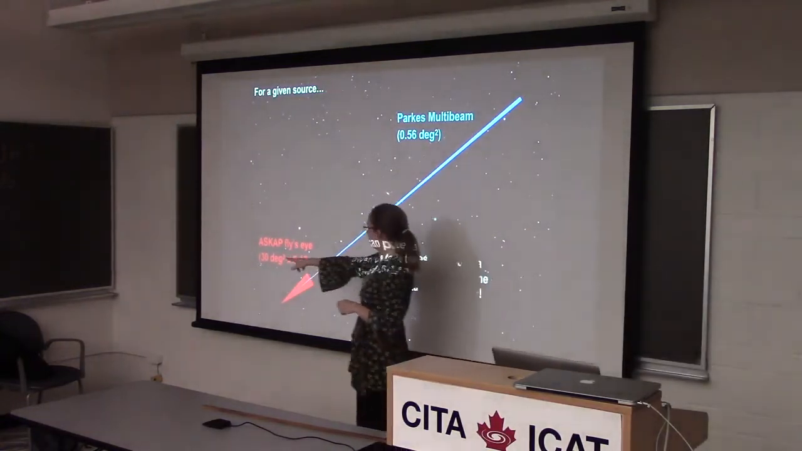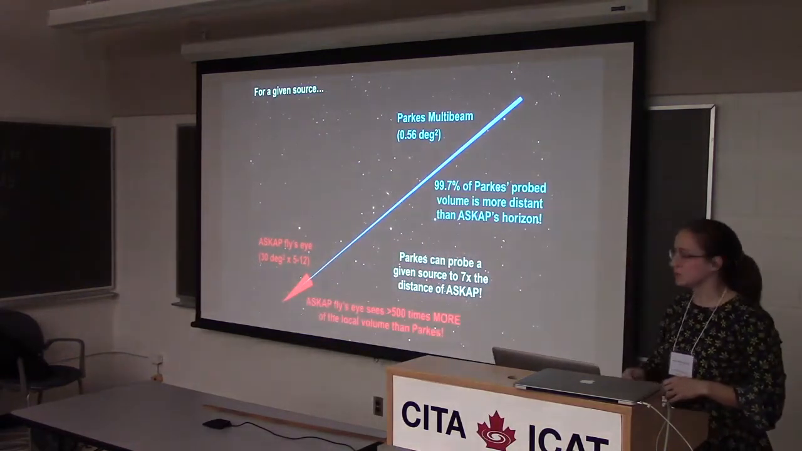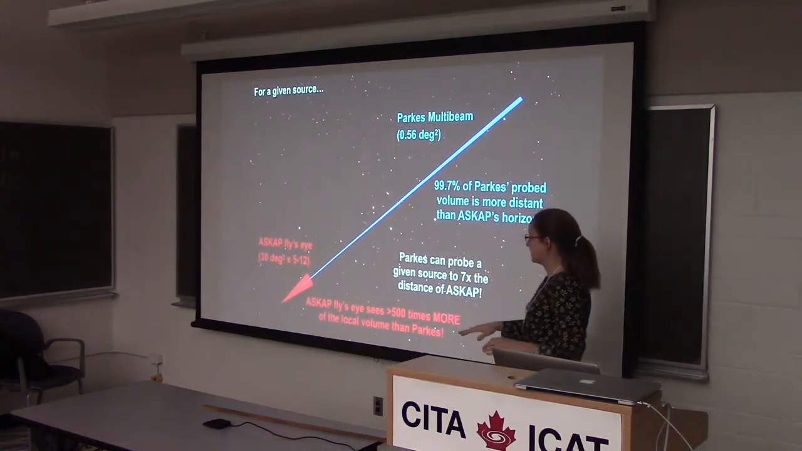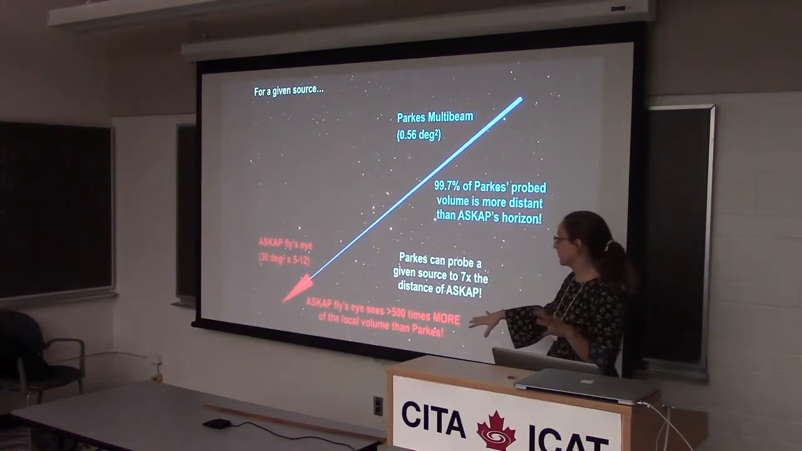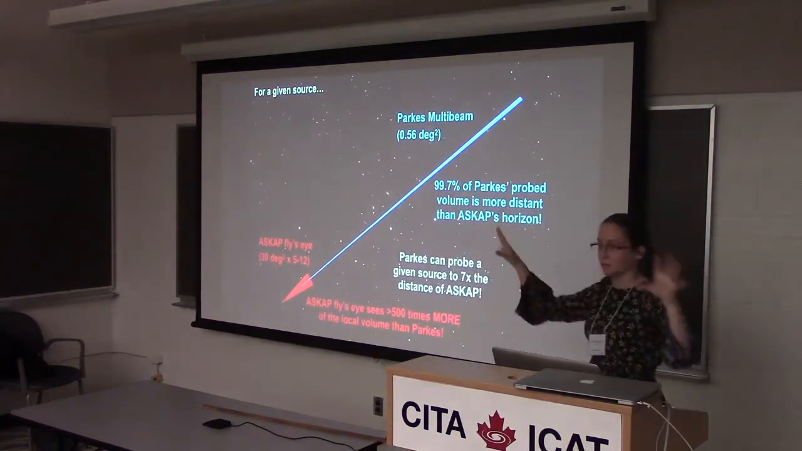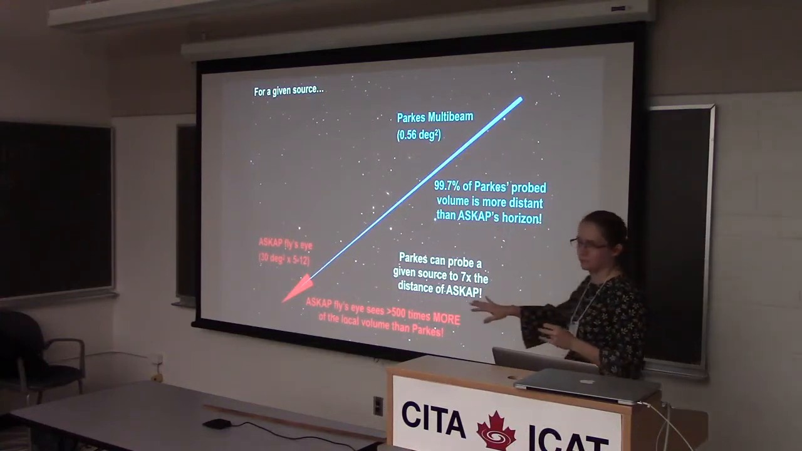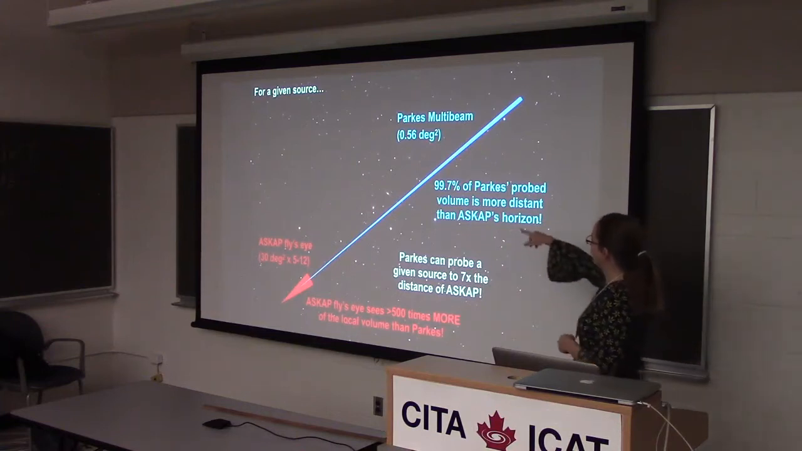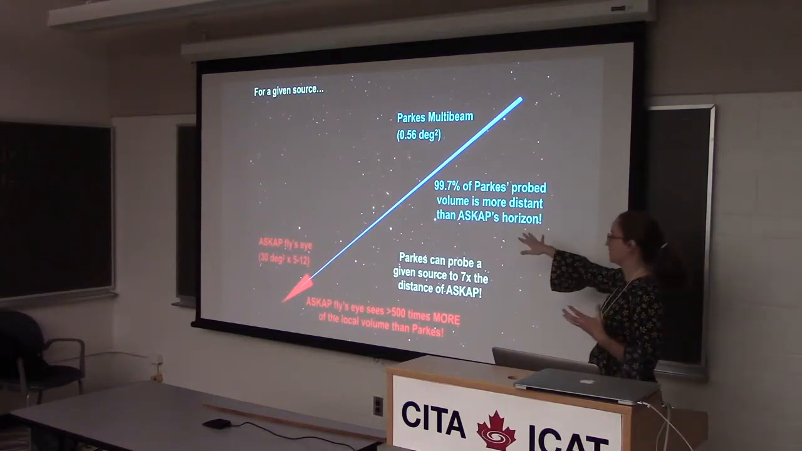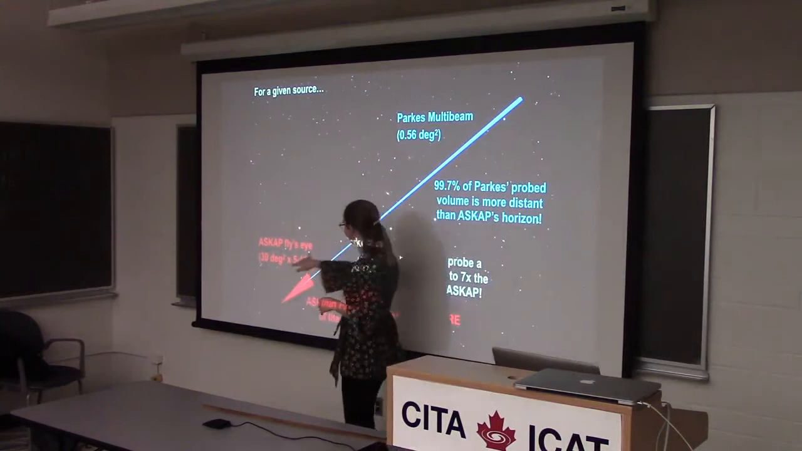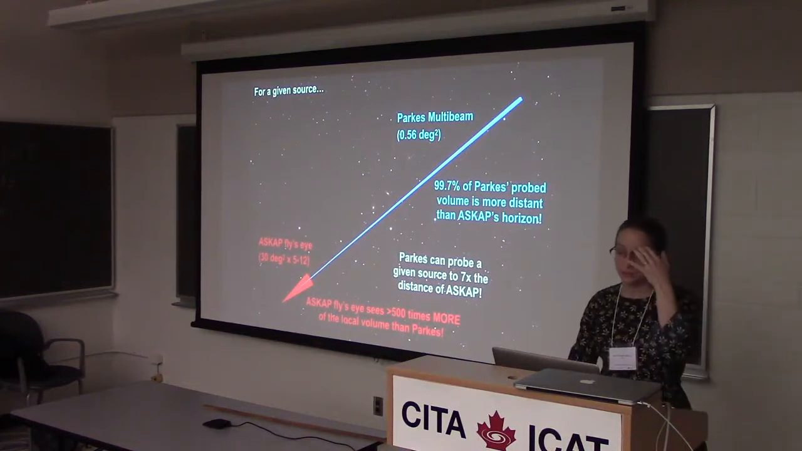ASCAP fly's eye, of course, is not very sensitive, but it sees a huge volume of the sky. Now the effect of this, if you just run the numbers, is that ASCAP fly's eye actually sees 500 times more of the local volume than Parkes for this given source that we're thinking about. So 500 times more volume in the local universe. So it's maybe not surprising that it's detecting preferentially low DM bursts, and possibly ones that are closer by. The other point that's kind of the counterpoint to this is that actually most of Parkes' probed volume, like 99.7%, if you just take the amount of volume probed here versus the rest of Parkes' probed volume. So 99.7% is more distant than that past horizon.